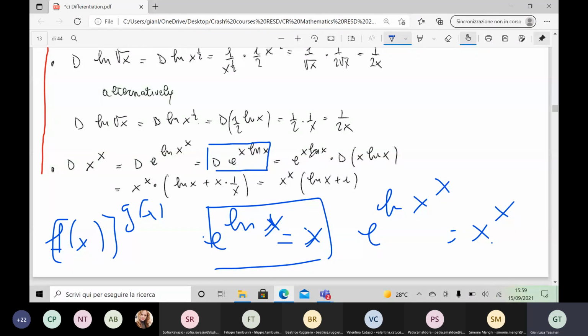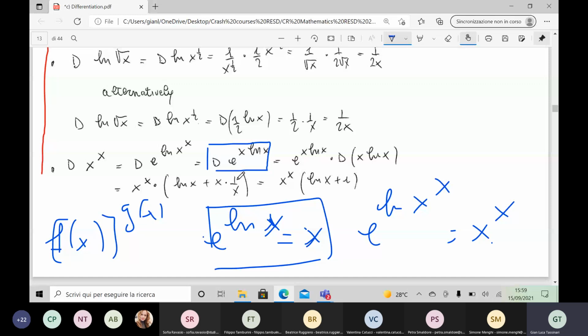Guys, look here at what I did. e to the power x ln of x is equal to e to the power ln of x to the power x, okay? So this term is equal to this one, which is equal to this one. Since I don't need to derive it, because I need to derive this term now, I need to copy it. Since this was equal to this one, instead of writing this one, I write x to the power x, okay?